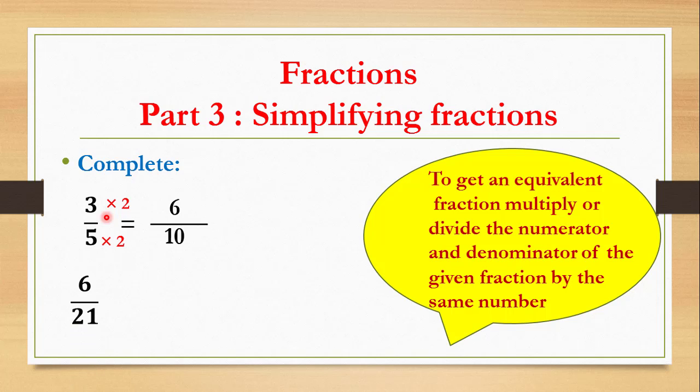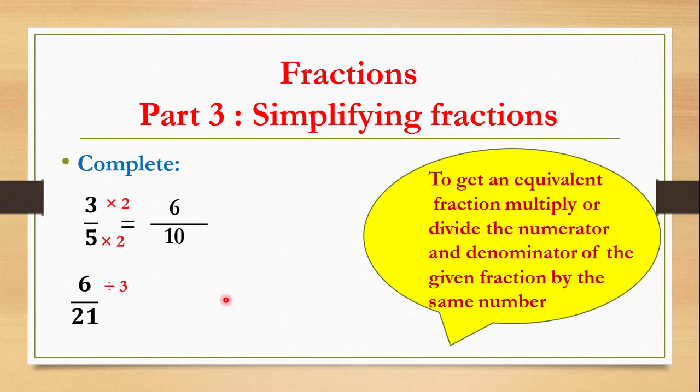What about 6/21? I want an equivalent fraction to 6/21, but this time I want to divide. So I should choose a common factor between 6 and 21. 6 and 21 are both found in timetable 3. So we can divide by 3. This is a common factor between the two numbers.